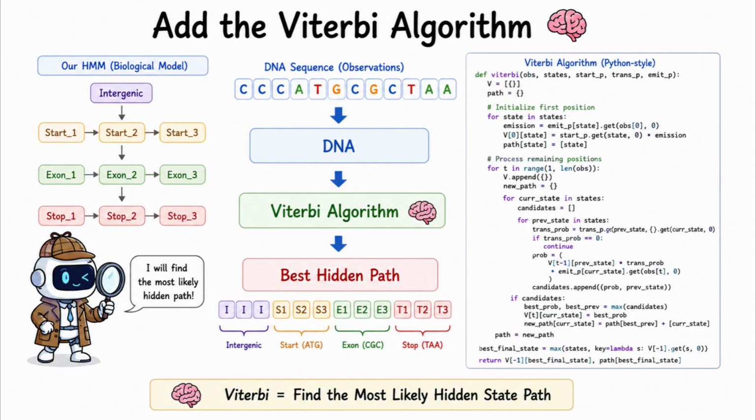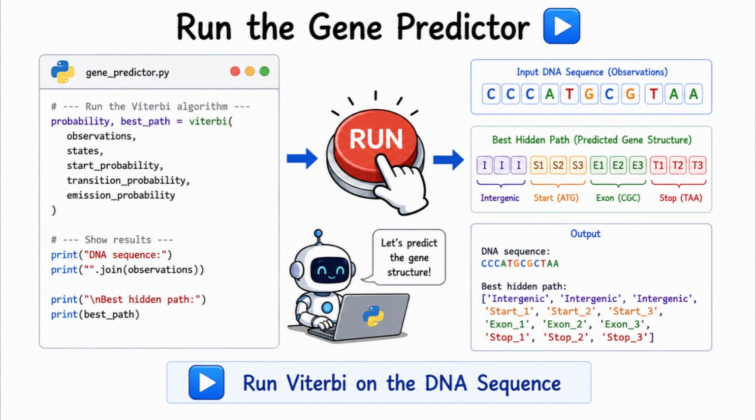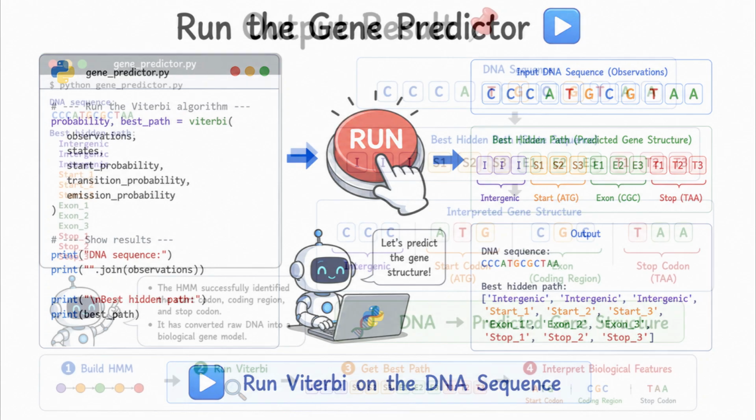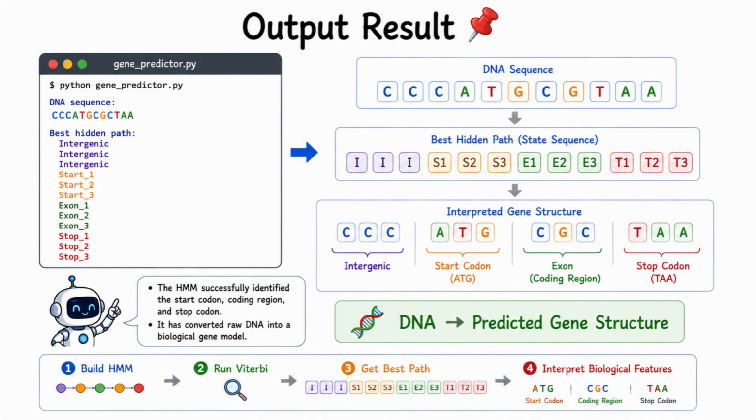Finally, we choose the state with the highest probability at the last position. The algorithm returns both the probability of the best path and the most likely hidden state sequence. Next, we give the DNA sequence to Viterbi. The algorithm follows the biological rules encoded in the HMM and predicts the most likely gene structure. The HMM successfully identified the start codon, coding region, and stop codon. It has converted raw DNA into a biological gene model.